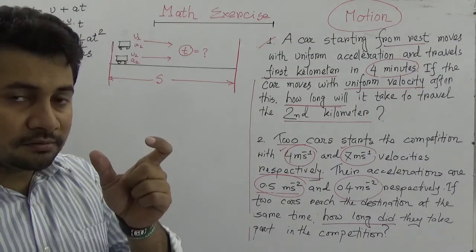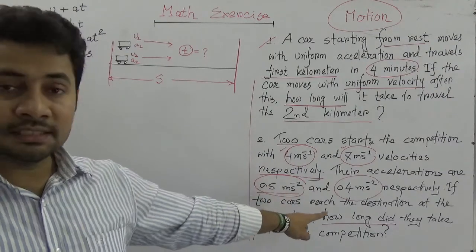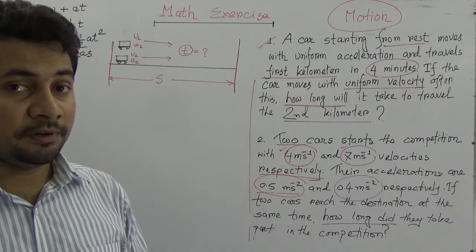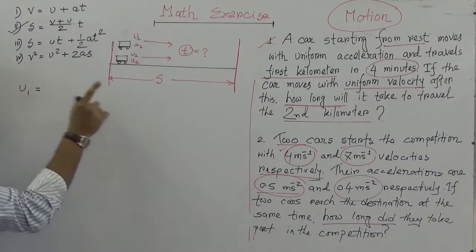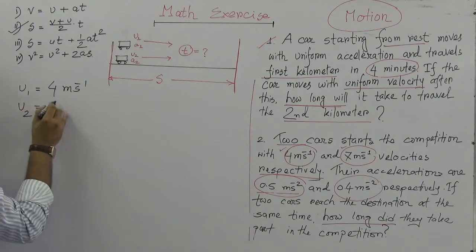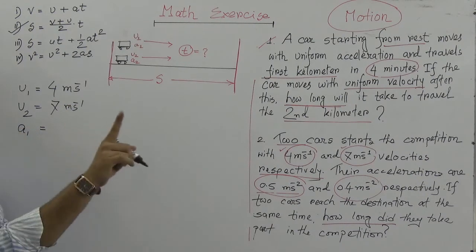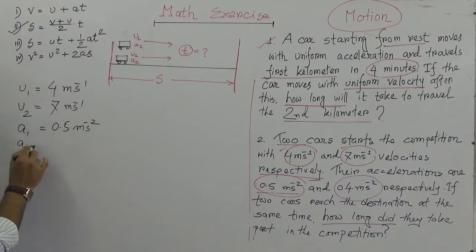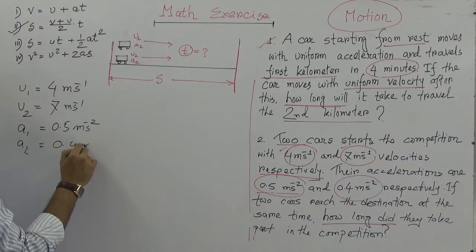Because there is a clue that said the time requirement was the same, because they reached the destination at the same time. So how can we solve the problem? We say that u1 is given as 4 meters per second, u2 is given as 7 meters per second, a1, the acceleration of the first car, is given as 0.5 meters per second squared, and the second is 0.4 meters per second squared.